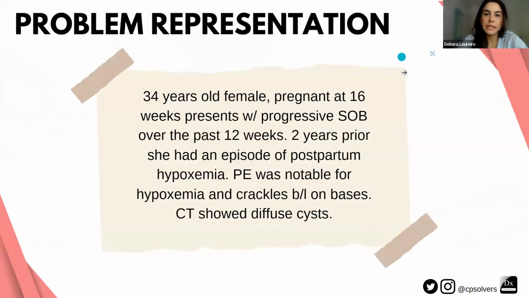The problem representation of the case was a 34-year-old female, 16 weeks pregnant, who presented with shortness of breath over the past 12 weeks. Two years prior, she had an episode of postpartum hypoxemia. On physical exam she was notable for hypoxemia and crackles in the bilateral lung bases, and the CT showed diffuse cysts.